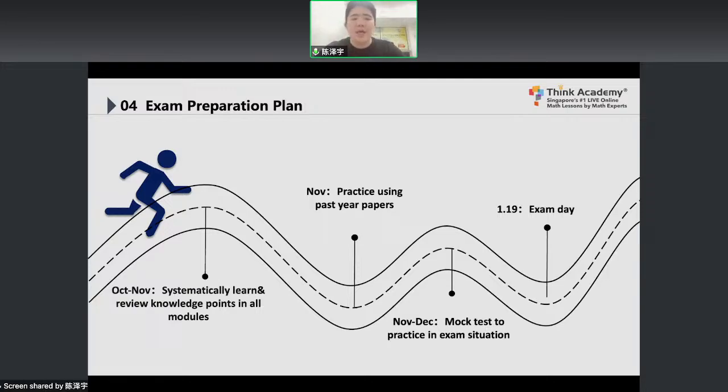From October to November, you need to systematically learn and review every knowledge point that will be tested in the exam. In the coming months, you need to know what knowledge you haven't learned, what knowledge you are not good at. Then you systematically learn and review this kind of knowledge.